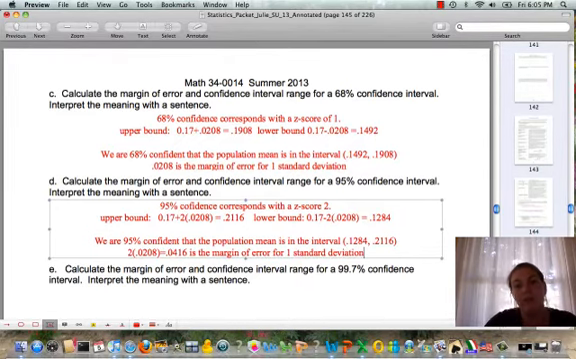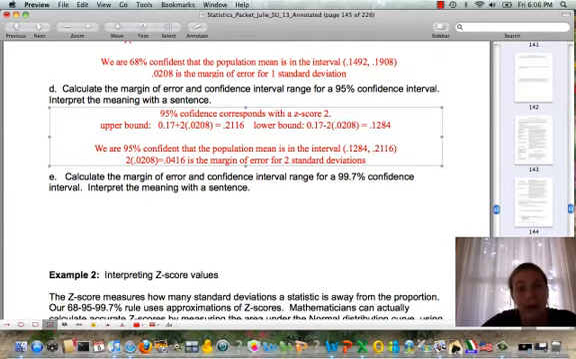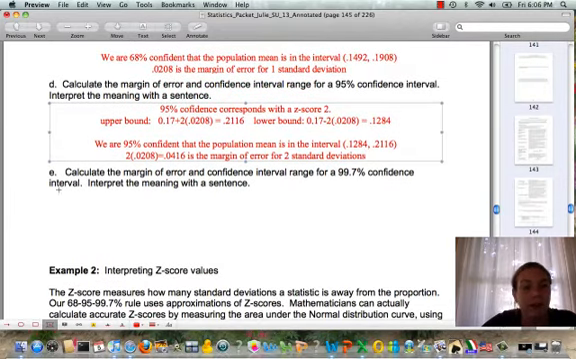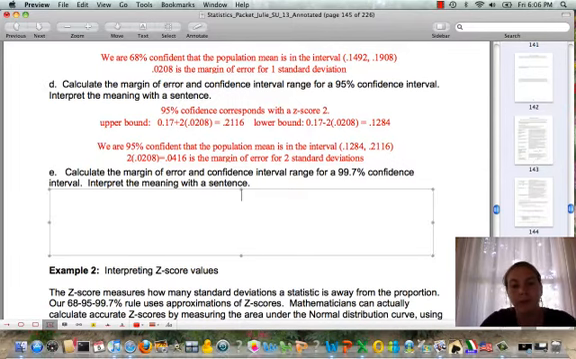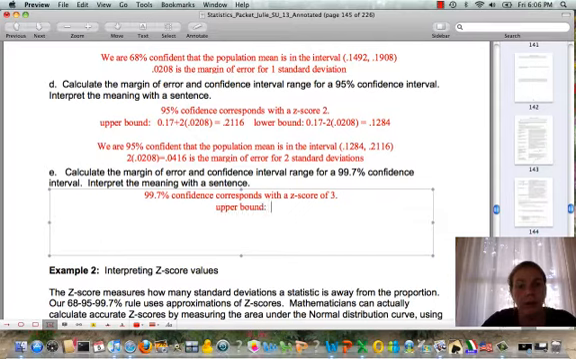So this is the margin of error for not 1 standard deviation, I'm sorry, for 2 standard deviations. And now we can go ahead and calculate the margin of error in the confidence interval for a 99.7% confidence interval. So 99.7% confidence corresponds with a z-score of 3. So our upper bound is going to be 0.17 plus 3 times the 0.0208.